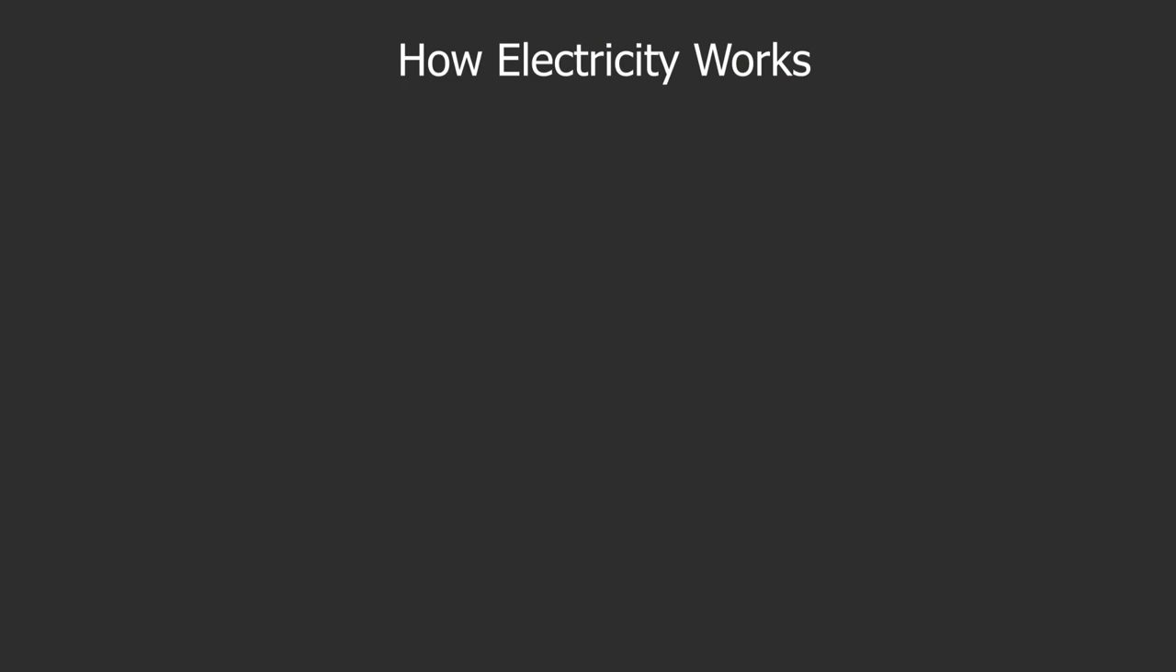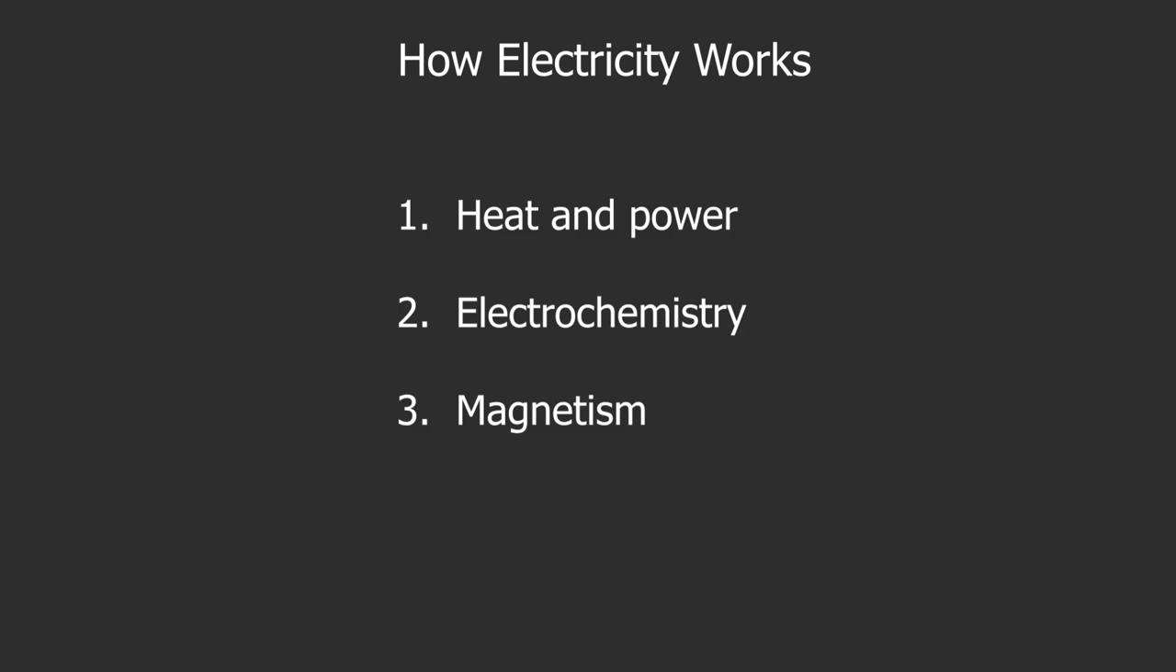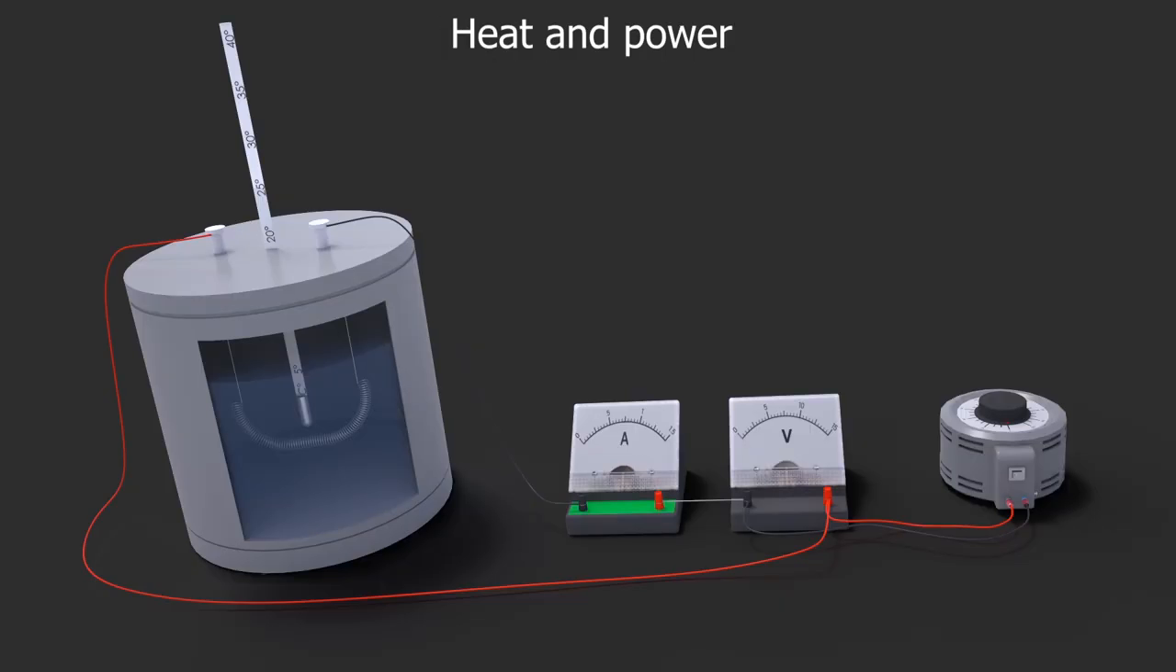How electricity works. Electric current is the ability to do work. Electric current can be converted to heat, power, and magnetism, to name a few. Electric current is classified by its function, and three primary types are: number 1 being heat and power, number 2 being electrochemistry, and number 3 being magnetism.